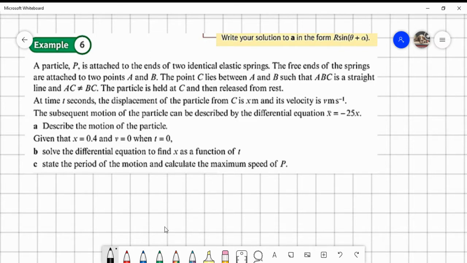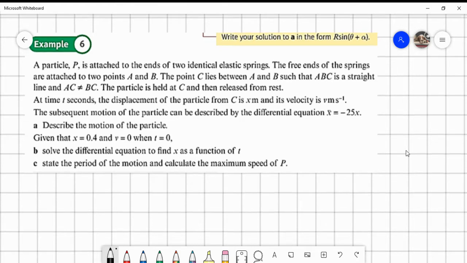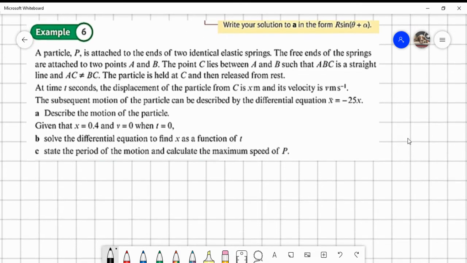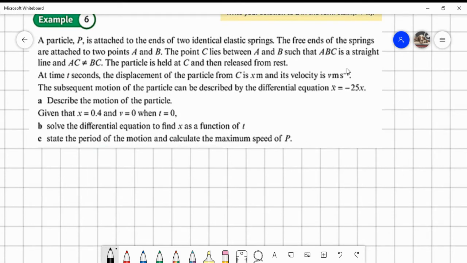Okay, so here we've got a particle P which is attached to the ends of two identical elastic springs. The free ends of the springs are attached to 2 points A and B. The point C lies between A and B such that ACB is a straight line, and AC is not equal to BC.